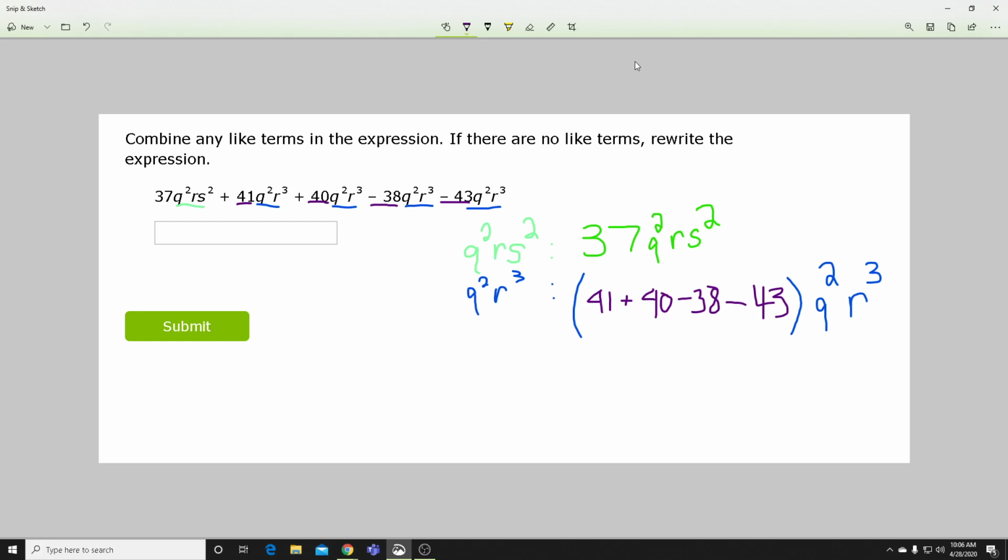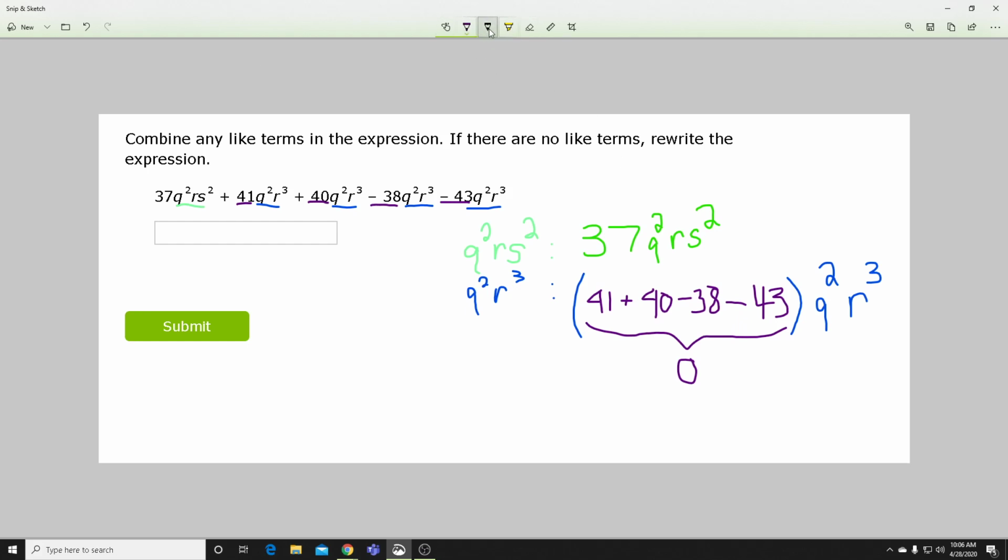Alright, now we need to figure out what goes inside of here. So let's see, 41 plus 40 is 81. 81 minus 40 would be 41, but we're only taking away 38, so we'd want to add 2 more, 43, minus the 43. What do you know? This gives us 0. Apparently these all cancel out. If I did my math right, let me double check it. Looks good to me. So these actually all cancel out.